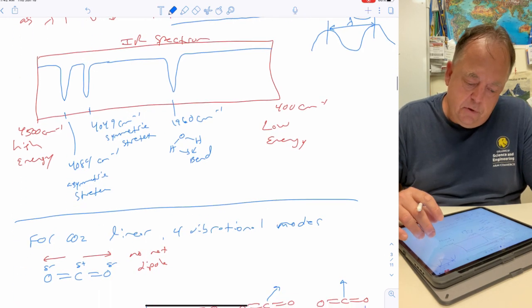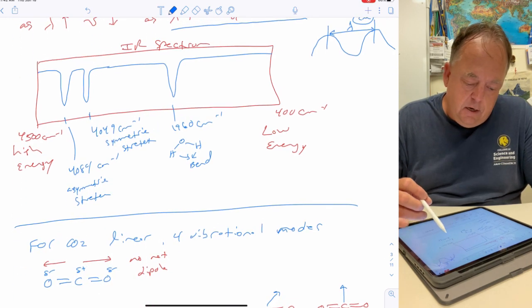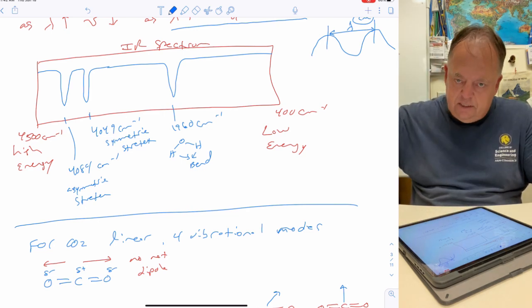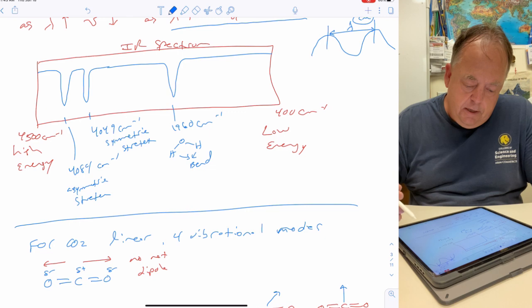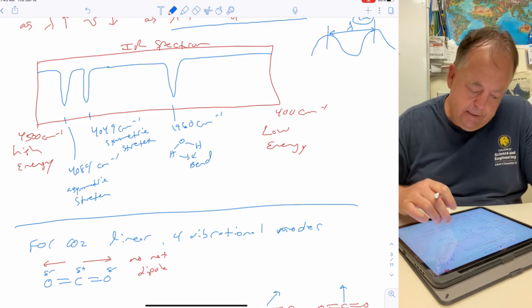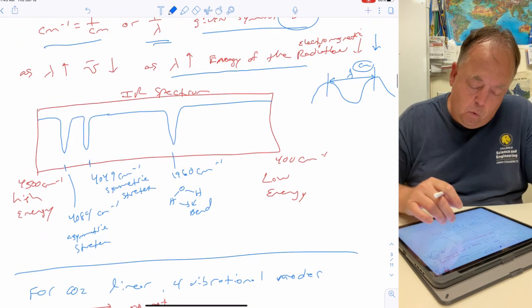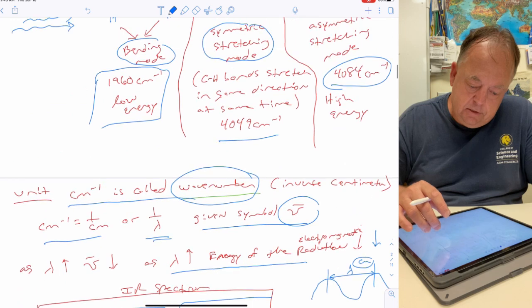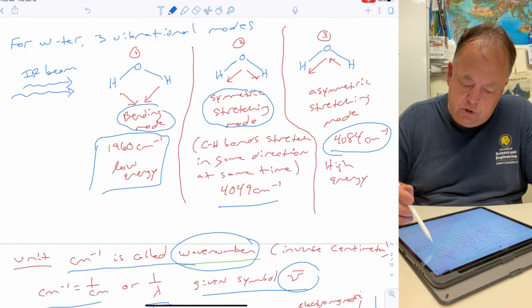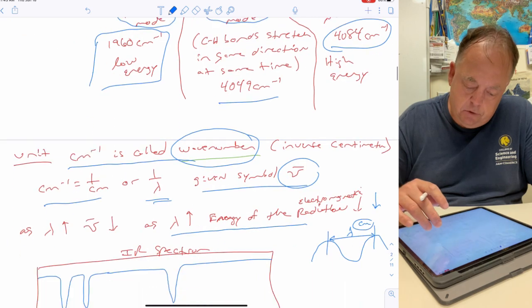So this is what a typical IR spectrum would look like. You basically have different peaks or signals on the IR spectrum, and interpreting those signals based on where they're at tells you some information about the molecule. For water, if you took water's IR spectrum, it would look like this. It's going to have 3 different signals: one for the bending mode, the symmetric stretching, and the asymmetric stretching mode.